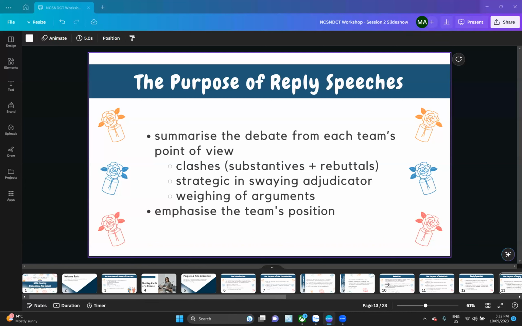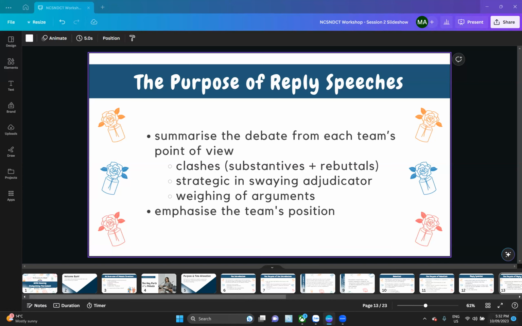Before I got booted out of the call for some reason, I was talking about how reply speeches are a strategic way to sway the adjudicator. Often a lot of debaters will neglect their reply speeches because I don't think they understand how much power those reply speeches can have. Sometimes, a good reply speech can actually change the result of a debate.